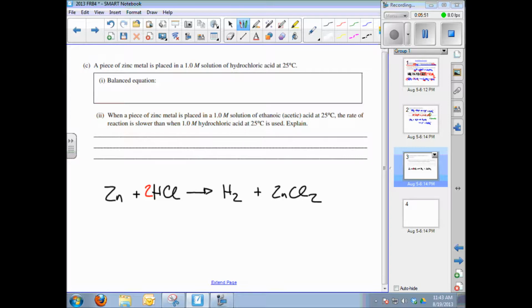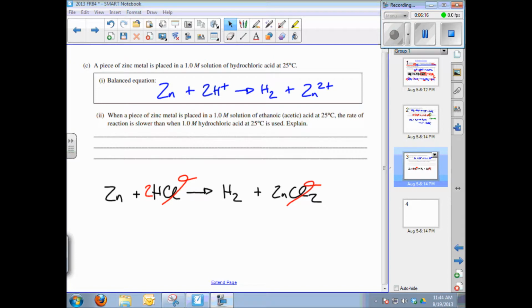Zinc is always a 2+. So when it comes time to look at spectator ions, chlorine is a spectator ion here. So the final answer written in the box should look something like this. Zinc plus 2 hydrogen ions is going to yield hydrogen gas and Zn2+.